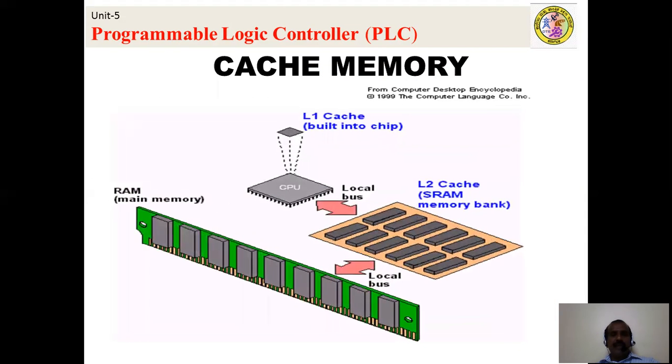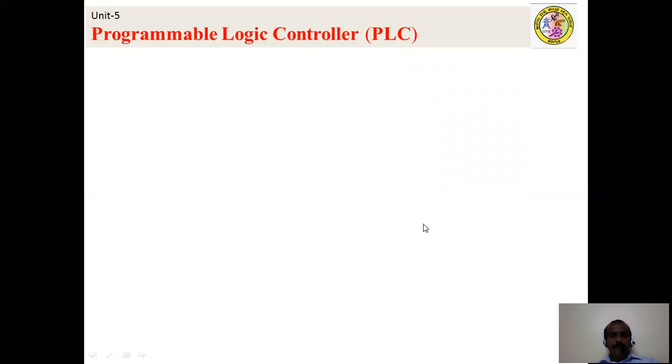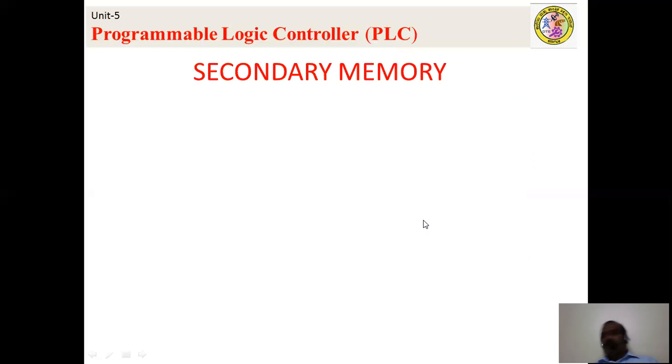So again, the cache memory is of two types, as I told you. L1 cache is built in the CPU only. L2 cache is in the SRAM memory, that is static RAM memory. Coming to the main memory or the primary memory, it mainly consists of RAM and ROM.